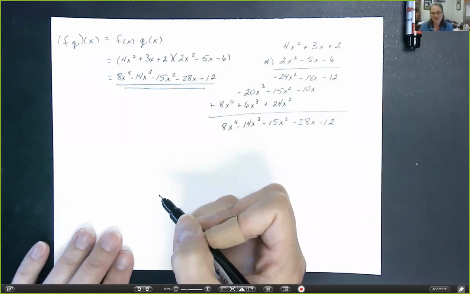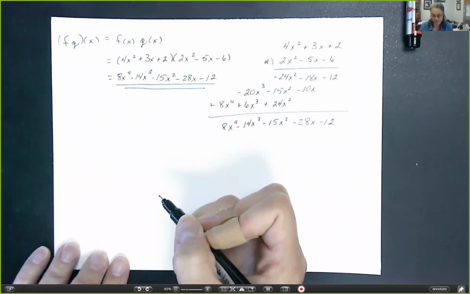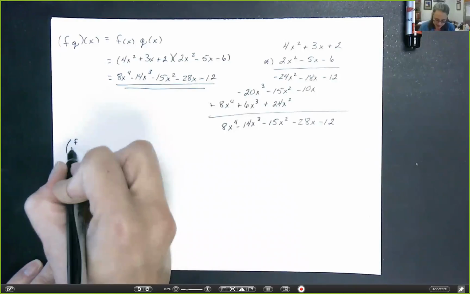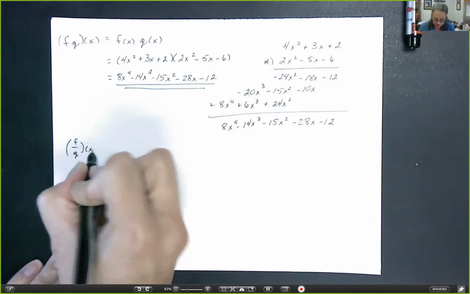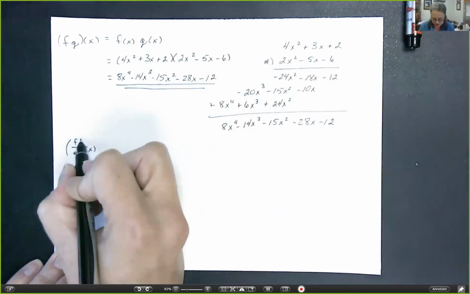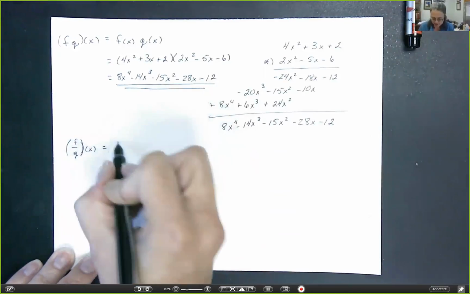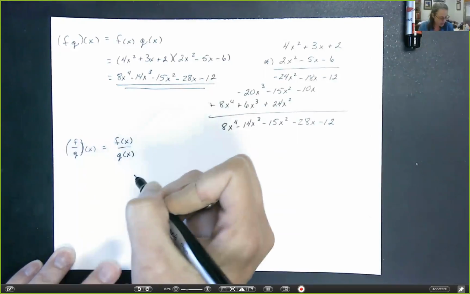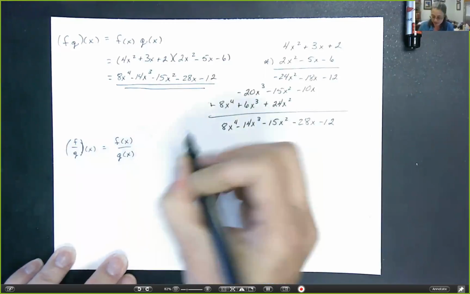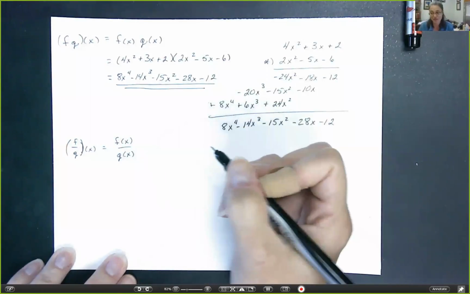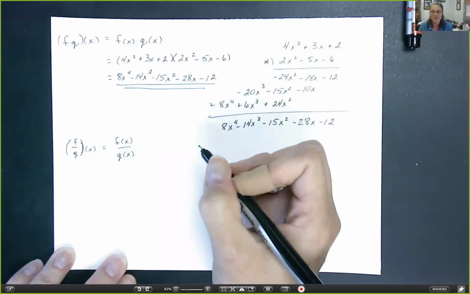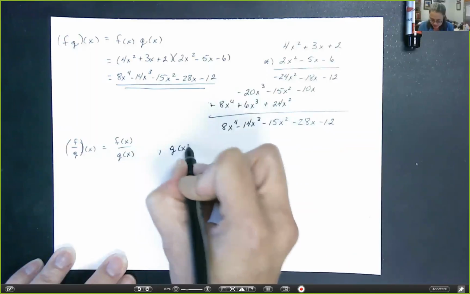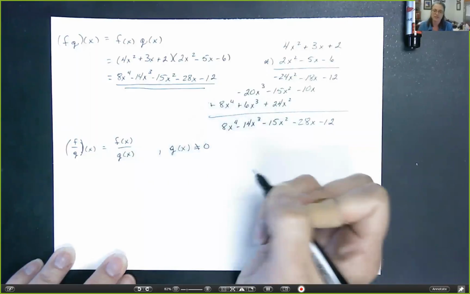Okay, we've done addition, we've done subtraction, multiplication, division is next. Division shorthand looks like f over g of x. That is just a shorthand way of writing f of x over g of x. The one kicker here is we have to be careful because we can never have a certain number on the bottom of a fraction. And that certain number is 0. So we need to make sure that we are aware that my denominator cannot be 0.